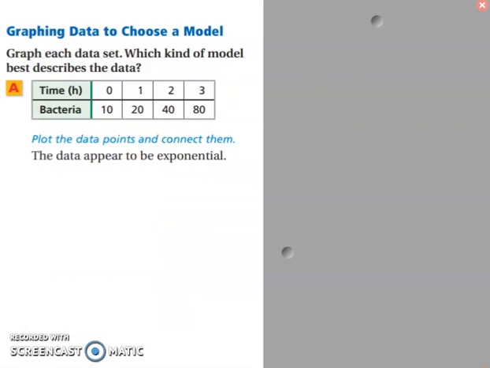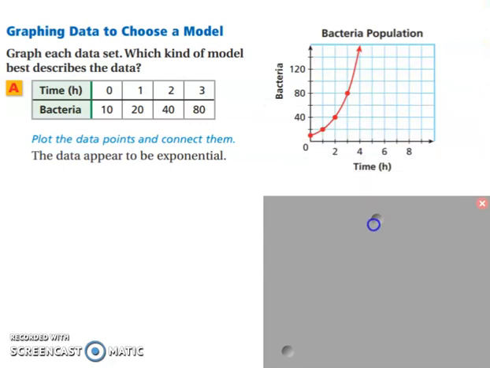So this example says graphing data to choose a model. It says graph each data set. Which kind of model best describes the data? So plot the data points and connect them. Well, I kind of already gave it away. It says the data appears to be exponential. And if we look at the graph, we can see that it tends to go in an exponential rate. But to back it up, we always want to look for patterns.